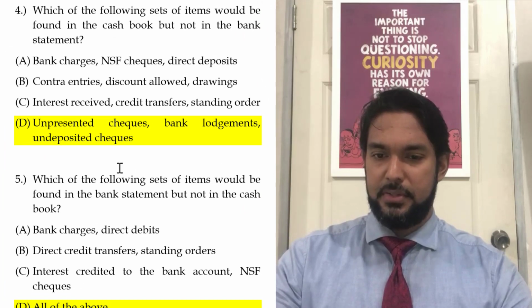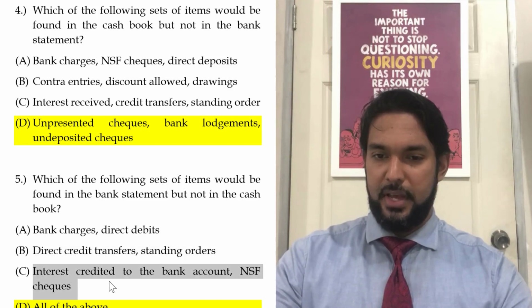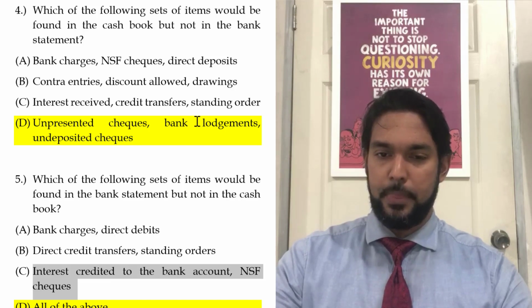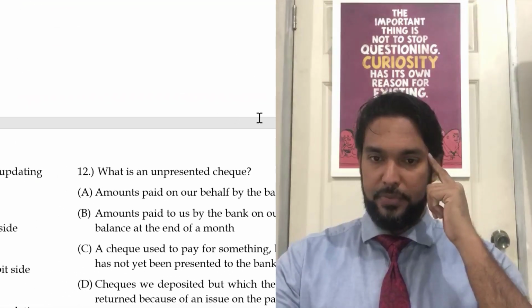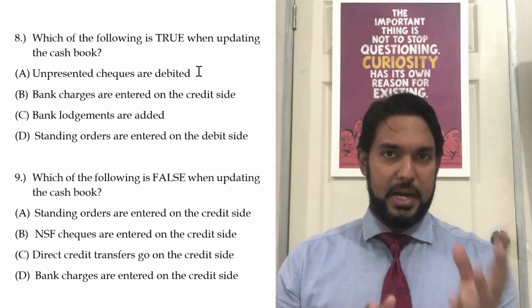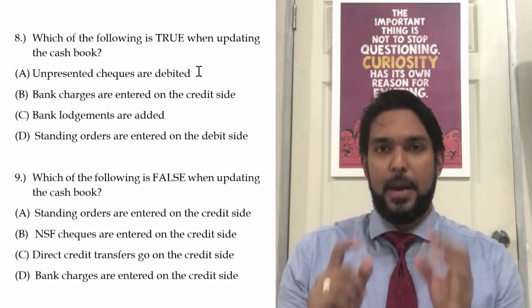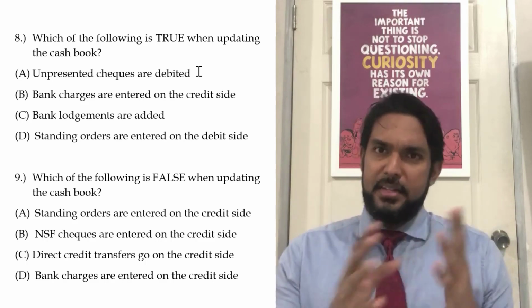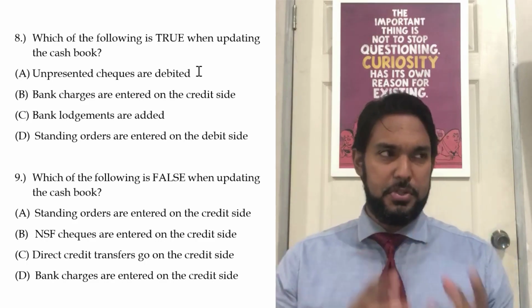So we had quite a list, right? So we had bank charges, direct debits, direct credit transfers, standing orders, interest credited, NSF checks, and we had some stuff up here too. Now, this is how you have to think about it. What would happen to the bank when these items are entered in our cash book? Will they cause increases or decreases?